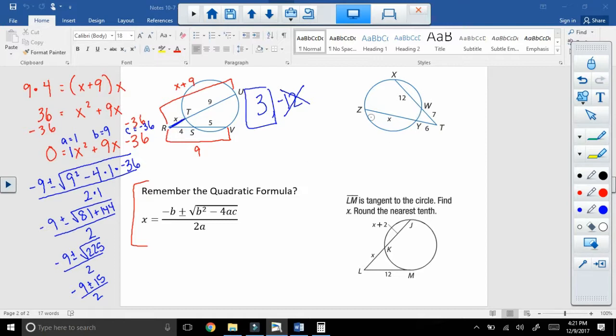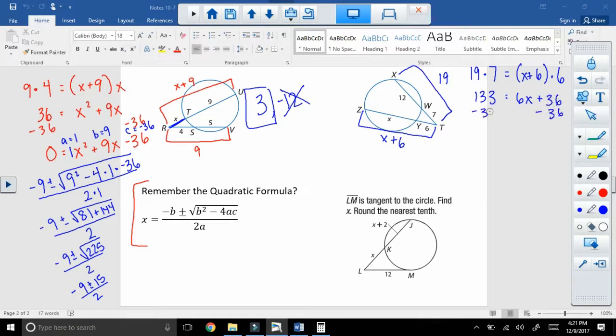This next one's not quite so bad because that x is on the inside here. When I'm looking at this whole segment, that's going to be 19. This whole segment is x plus 6. When I set this up, I have the whole thing times the part outside equal to the whole thing times the part outside. So let's see, 19 times 7 is 133 equals 6x plus 36.